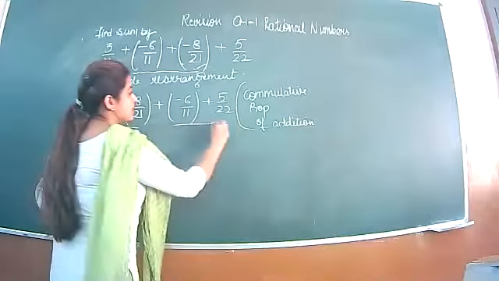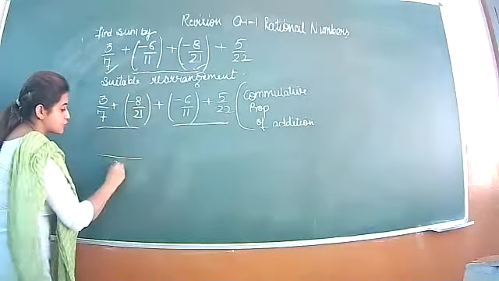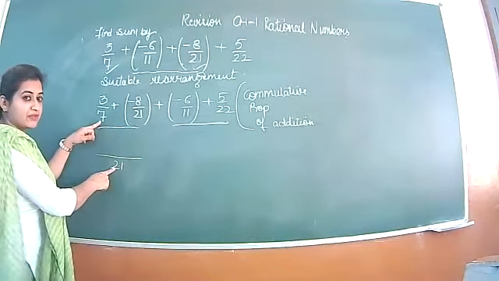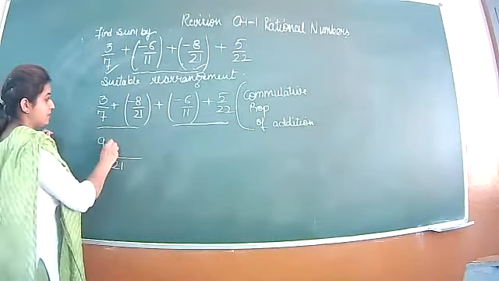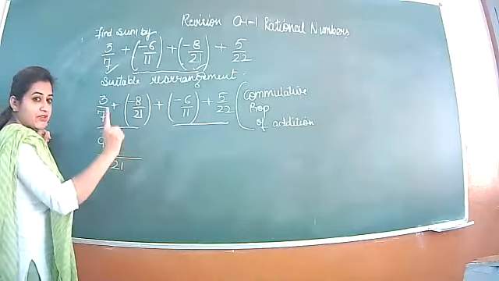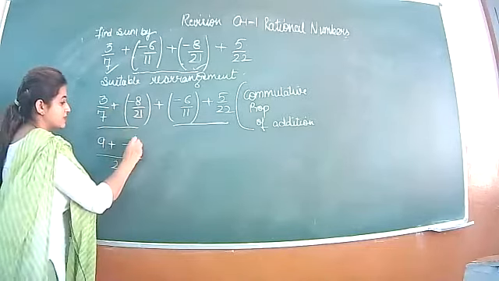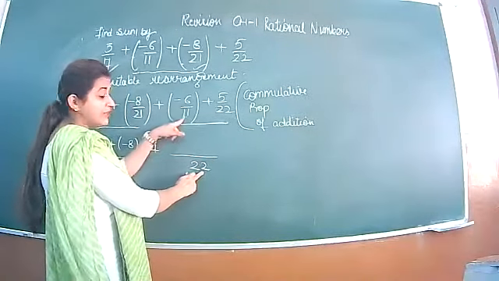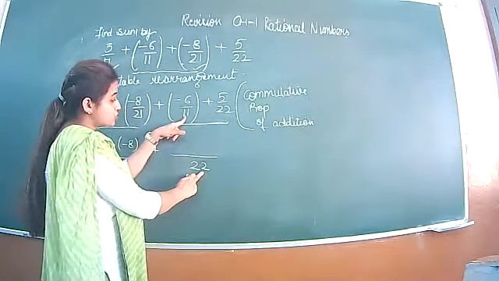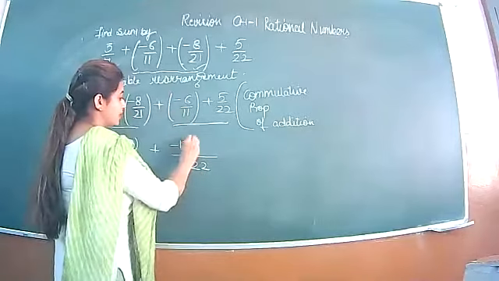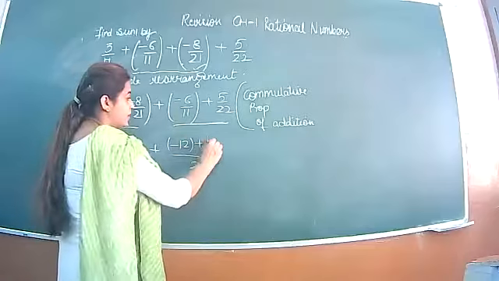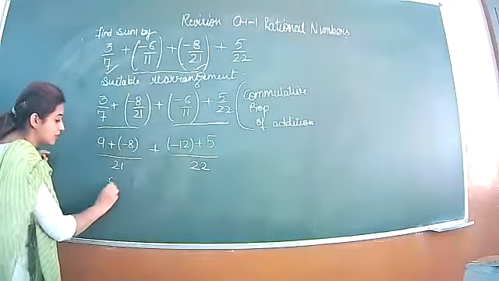So take LCM of these two terms, that is 21. 21 divided by 7 will give you 3. 3 3s are 9. 21 divided by 21 is 1, that is minus 8. LCM is 22. 22 divided by 11 is 2. 6 2s are 12. 22 divided by 22 is 1. 5 1s are 5. Solve them.